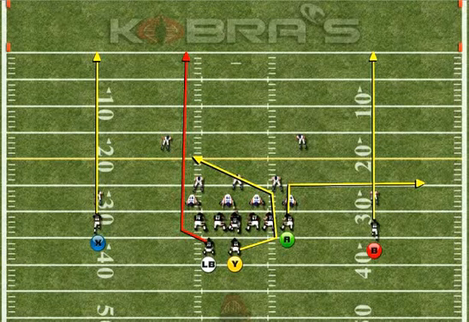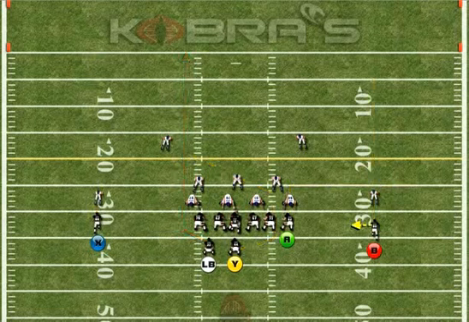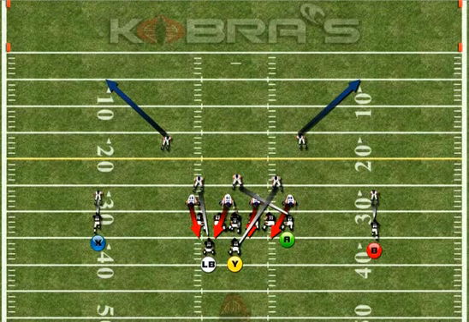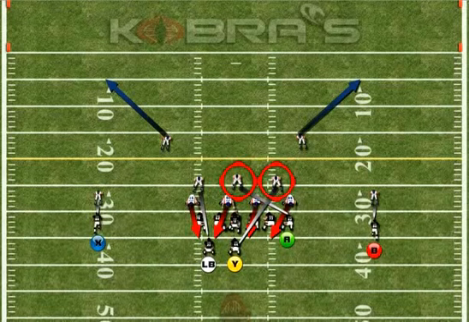Now, against man coverage, let's take a look at the man coverage we're about to show here. You can see that there's 2 man under, right? But one of the things I wanted to point out is that you're actually going to get a switch with this particular formation. This is a 4-3 stack, and you're going to get a switch between those 2 linebackers, the middle linebacker lined up right here and the left outside linebacker. They actually switch.